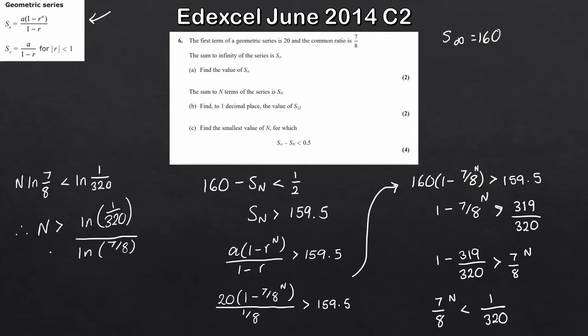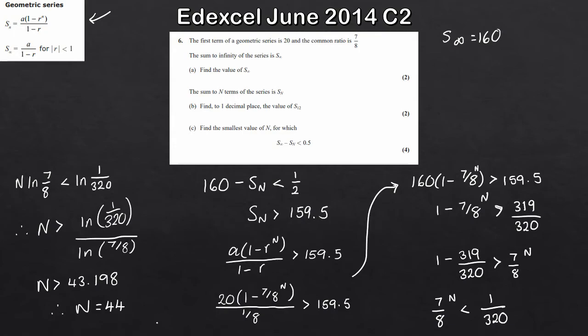Okay, and if you plug that into your calculator, you'll get n has to be greater than 43.198. But remember, we want the smallest value of n. Okay, so we can't give n as a decimal. It needs to be an integer. But seeing as we've already gone past 43, the next smallest value of n would be n equals 44 there. Okay. And there we have it.